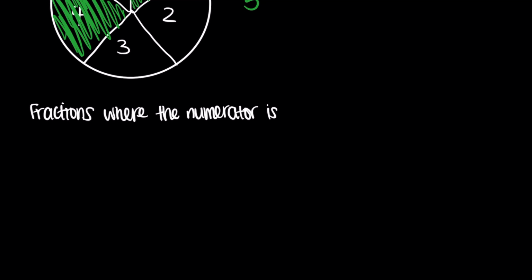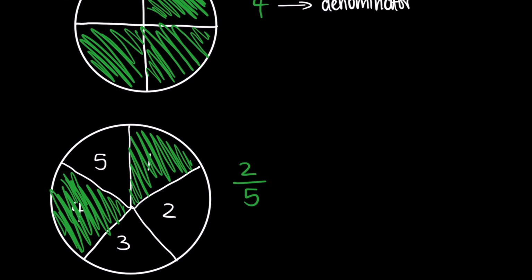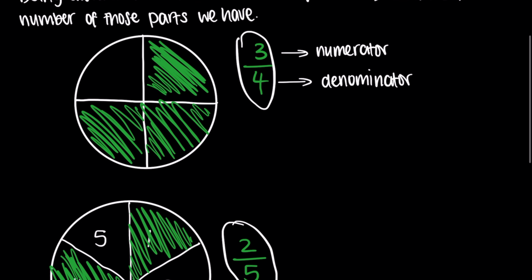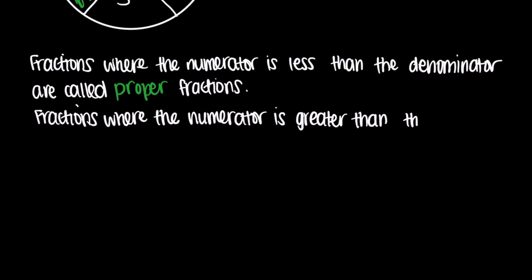These fractions where the numerator is less than the denominator are called proper fractions. And if we take a look back above, we see that 2/5 is a proper fraction, and so is 3 over 4, right? Because the numerator is less than the denominator. So right about now, you probably would be asking, are there fractions where the numerator might be greater than the denominator? And the answer to that is yes. These fractions where the numerator is greater than the denominator are called improper fractions.